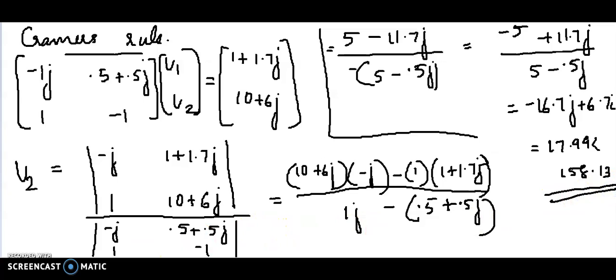So I have shown you using both the equation method and the Cramer's rule method. If you have any doubts, you can ask me.